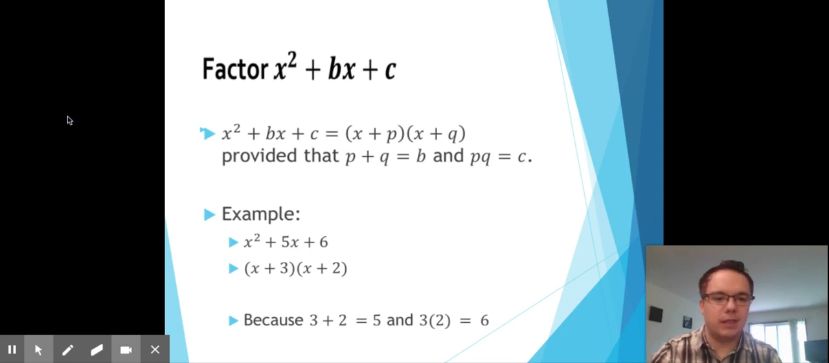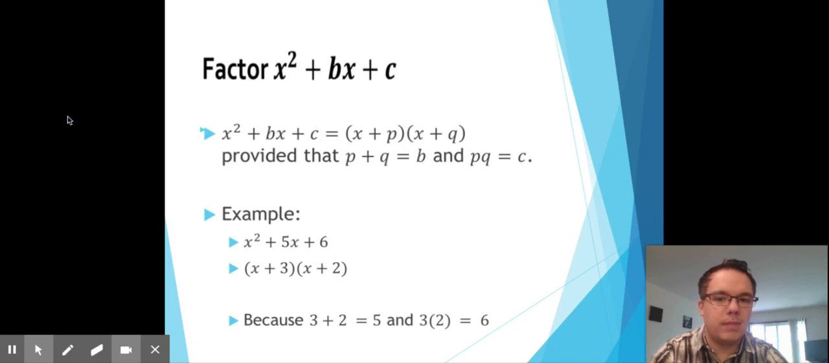To factor, we're going to have a polynomial that looks like x squared plus bx plus c, and we're going to factor it into two polynomials. It's always going to start with x in each polynomial. And then the other numbers we're going to find, we're going to make sure we're adding to get the middle number and multiplying to get the last number. So for example, if we have x squared plus 5x plus 6, we want to know what two numbers multiply to get 6 and also add to get 5.